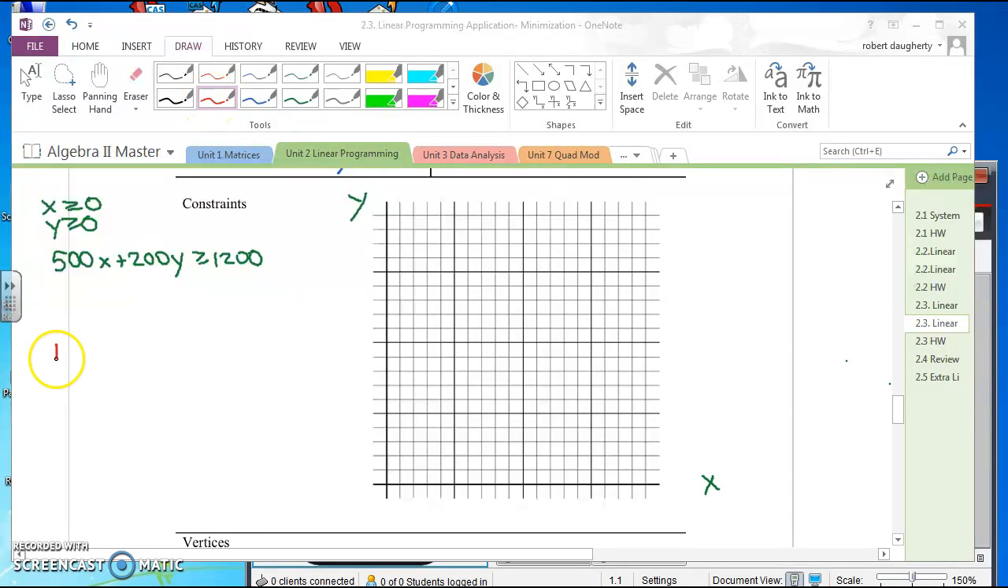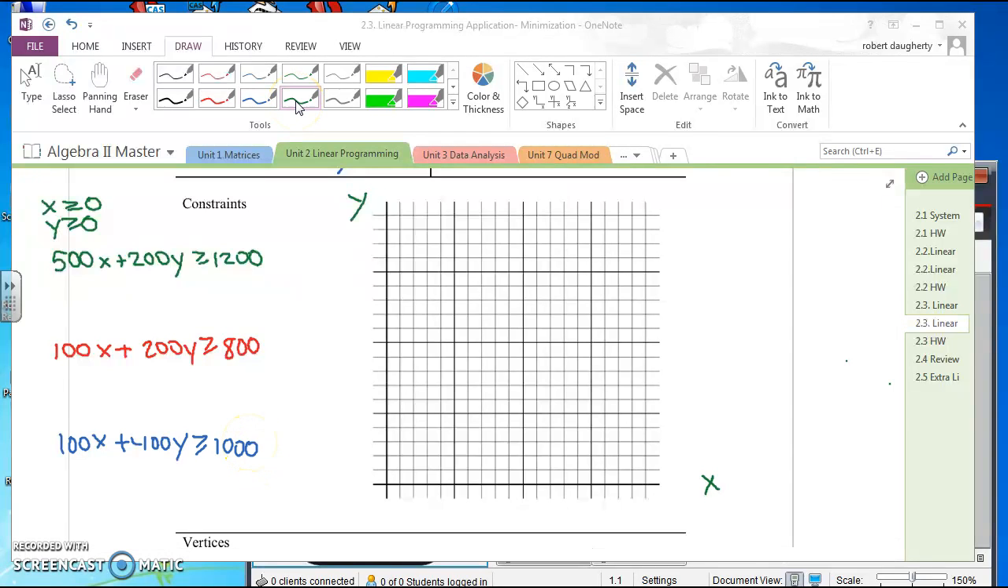And then what are my other constraints? I've got 100x plus 200y is greater than or equal to 800. And then I also have 100x plus 400y greater than or equal to 1000. So now I just need to graph each of these regions. So let's look at x, y.